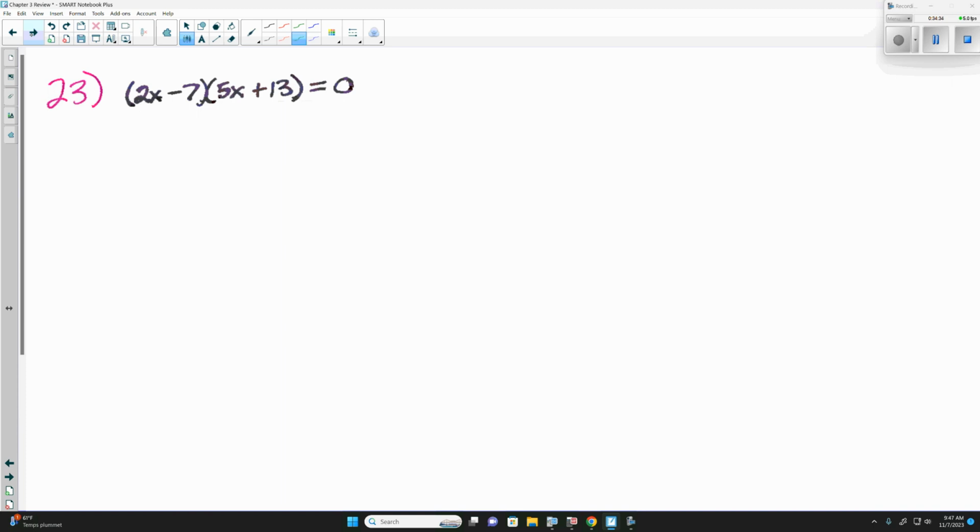Because when we solve by factoring, we rewrite it as 2 sets of parentheses being multiplied together. That's what factoring is. And according to our zero product property, whenever we have 2 or more things multiplied together to equal 0, one of them must be 0. So this is saying that 2x minus 7 is equal to 0, or 5x plus 13 is equal to 0. They're already factored. Set both of them equal to 0, and solve.